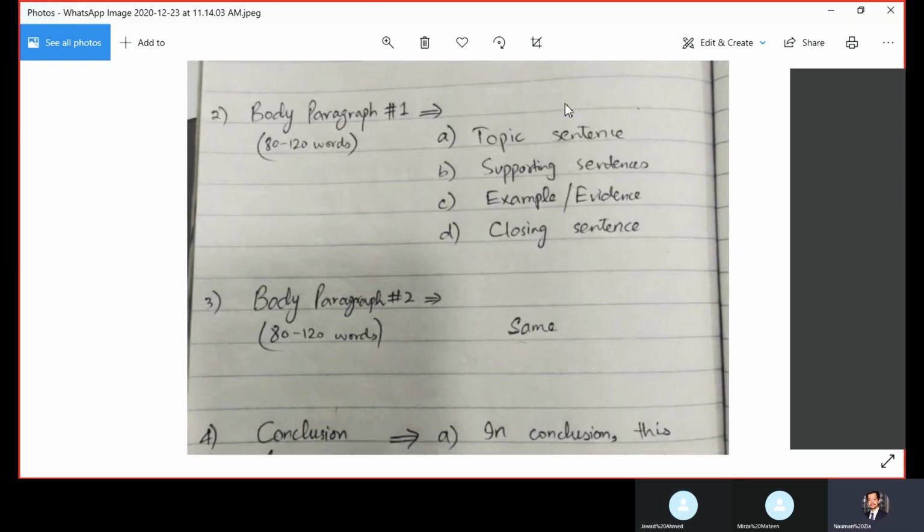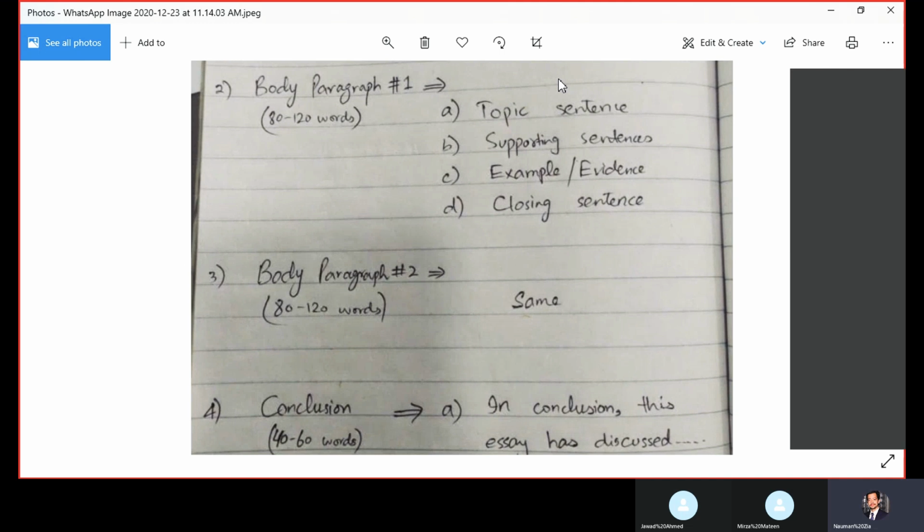Next is your body paragraph. This is the format of your body paragraph. You can see A, B, C, D: topic sentence, supporting sentences, example, and then closing sentence. First is the topic sentence. Topic sentence means a sentence in which you will introduce what you are going to discuss in the body paragraph, right? This is the sentence in which you mention your central idea. Done? Then B, supporting sentences. Supporting sentences also means the explanation of your central idea.